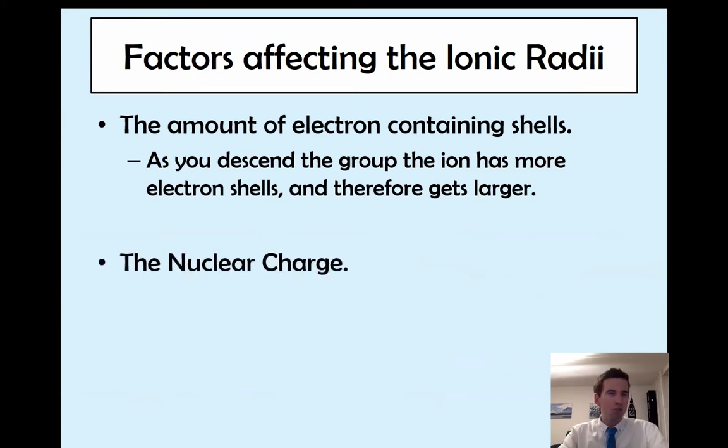The second one is the nuclear charge. Now we've already looked at how in an atom, or in this case an ion, it's held together by the attraction between the nucleus, which is positively charged overall, and the electrons, which are obviously negatively charged. Now, the bigger the nuclear charge, the more pull there is on those electrons.